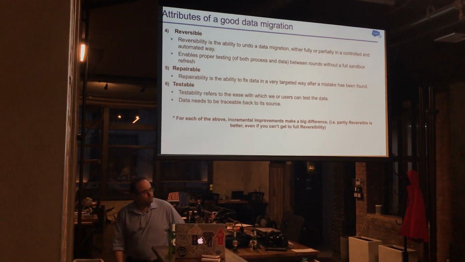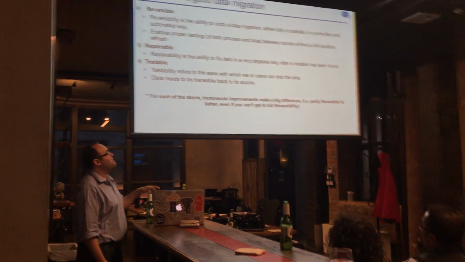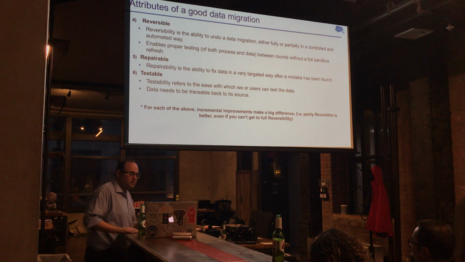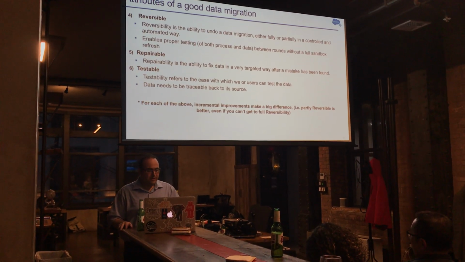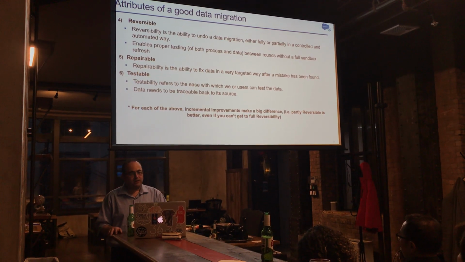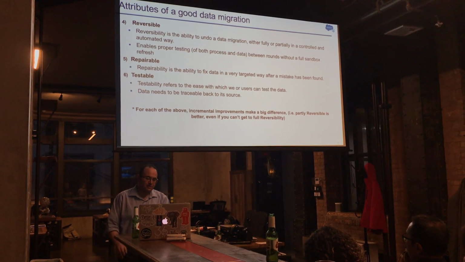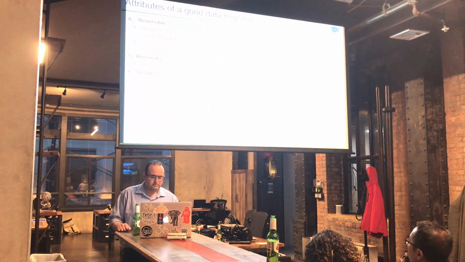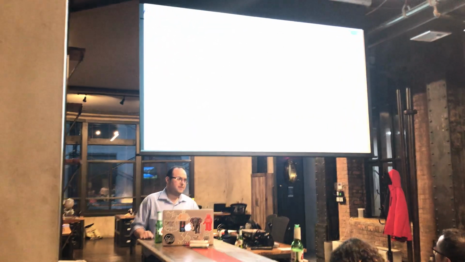Repairable. This is the ability to fix the data in a very targeted way. So I screwed up my data migration, I found one field that was wrong. 4 months later, I should be able to have a mechanism to fix just that one data point. And testable, I mean, this is obvious. Most data migrations meet the testable part. This basically means that a user can go in and test the data.